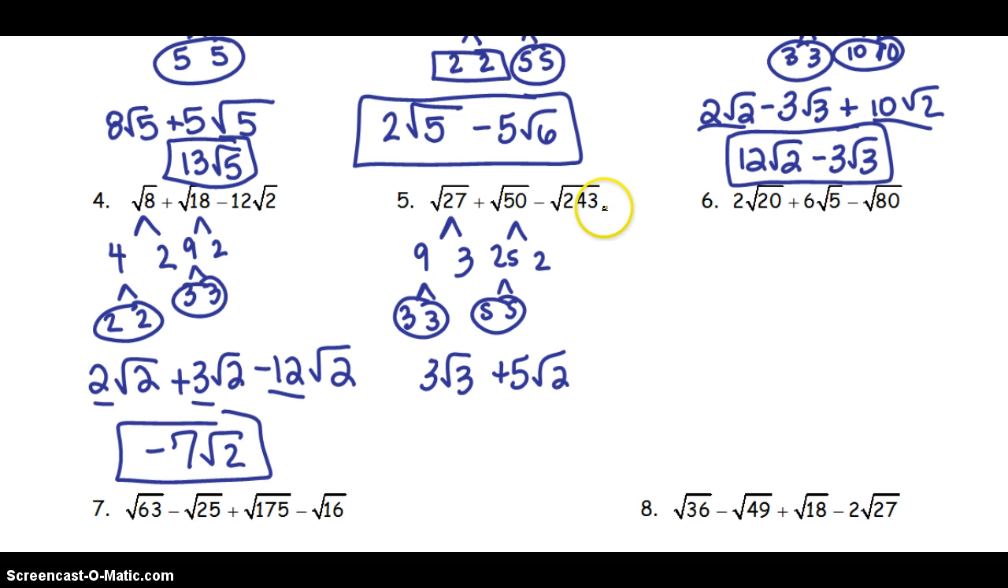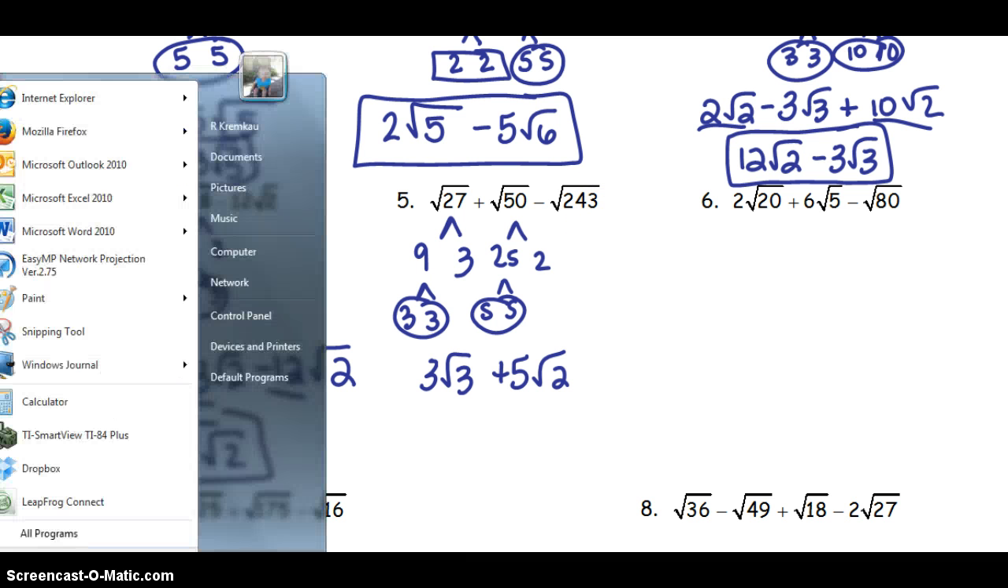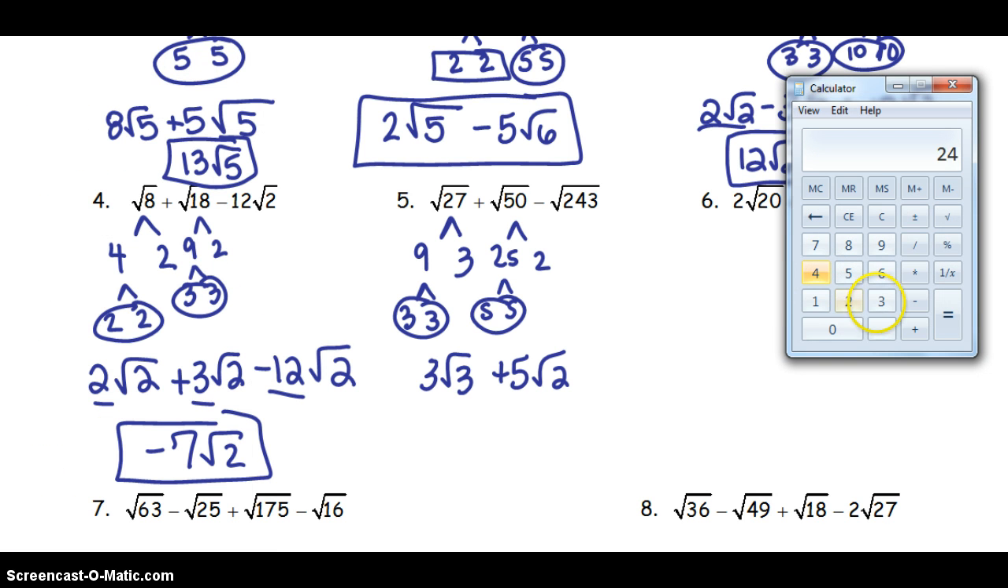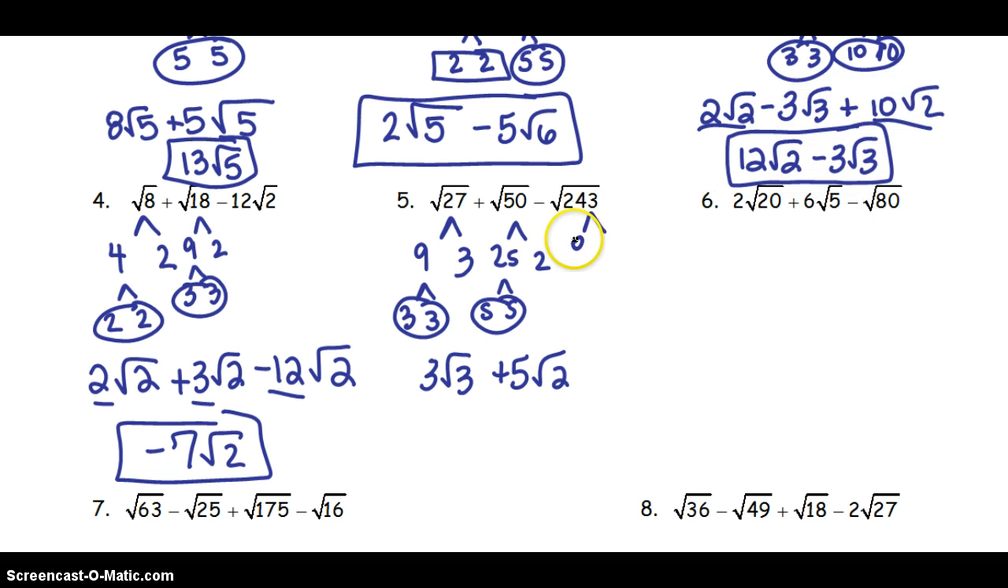And then 243. If you're not sure what goes into it, you can use a calculator. Alright, so you can take your calculator and you can go 243 divided by maybe 3. Try it out. 81 goes into it. So we can do 81 and 3. 9 and 9. So we have a pair of 9's. So we have 9 root 3.